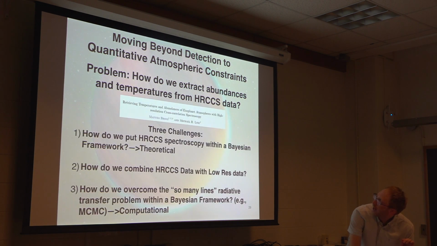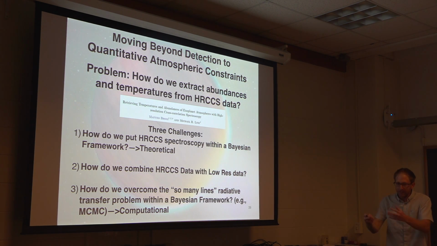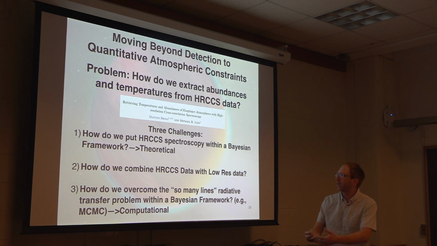So we want to go beyond detection, right? We want to move beyond just detection. How do we go from just having molecules in an atmosphere to the things we want to know, their abundances and their temperatures? So how do we actually place this cross-correlation technique, which is way different than classic transmission spectroscopy or emission spectroscopy, within a Bayesian framework so that we can do all these things that we want to do? How do we combine that information with low-resolution data?